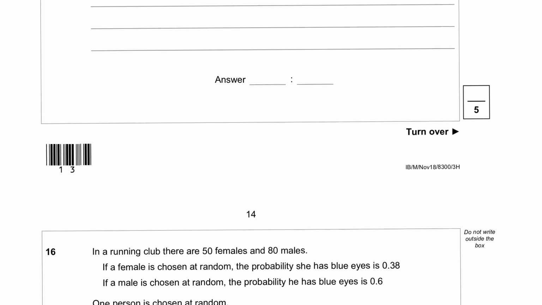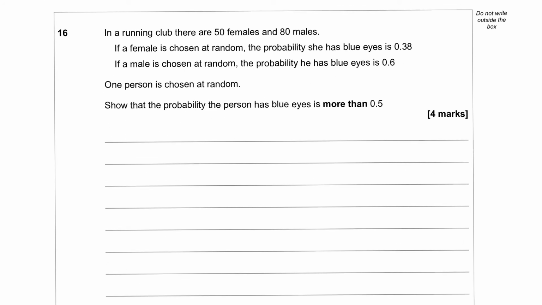So having a look at question 16, it says, in a running club, there are 50 females and 80 males, and it says that if a female is chosen at random, the probability that she has blue eyes is 0.38, and if a male is chosen at random, the probability that he has blue eyes is 0.6. It says one person is chosen at random. Show that the probability that the person has blue eyes is more than 0.5.